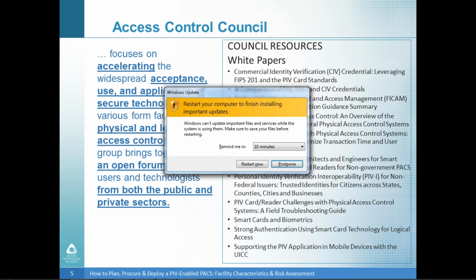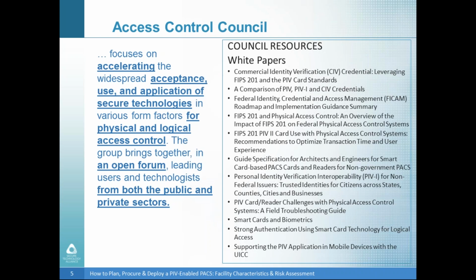That includes the FICAM roadmap and implementation guidance, understanding the FIPS 201 standards for use in access control, guidance for architects and engineers to implement PACS in non-government systems, the role of smart cards and use of biometrics in access control systems, logical access control, and the use of PIV credentialing in mobile devices.